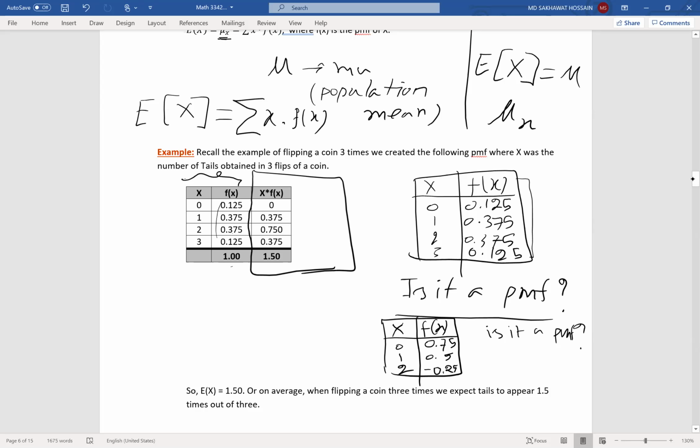If we add all the three numbers, it is equal to 1. That's correct. Is it a PMF? No. Okay. So could you please tell me the reason why it is not a PMF?